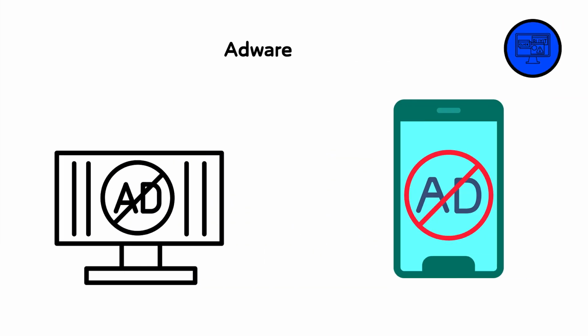Often, the line between annoying and harmful is thin in the world of adware. Protection strategies include installing reputable ad blockers, carefully reading software installation agreements, and using security software that specifically targets and removes unwanted programs.